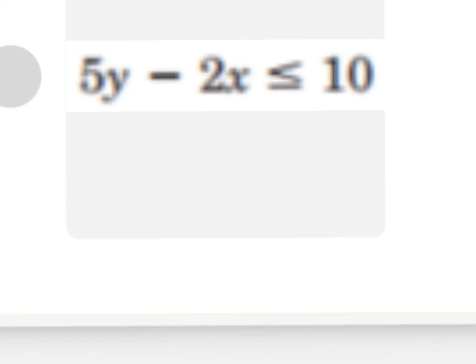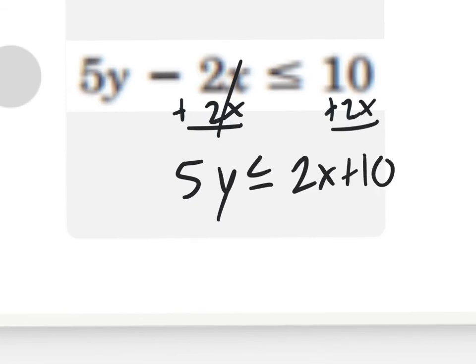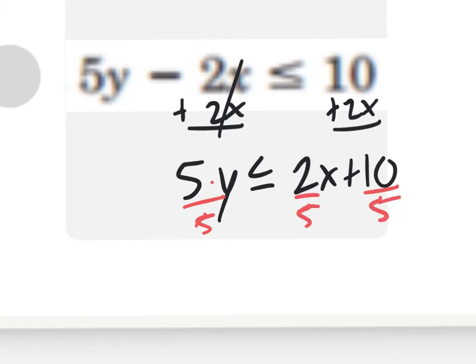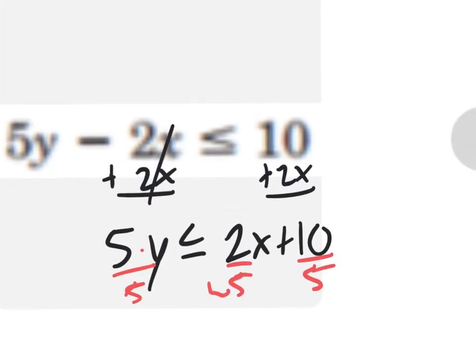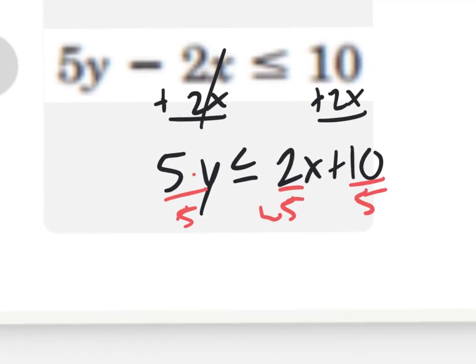So we have, adding 2x. Let's get y equals mx plus b. So we have 5y is less than or equal to 2x plus 10. Let's divide everything by 5. We have y is less than or equal to 2/5 x plus 2.